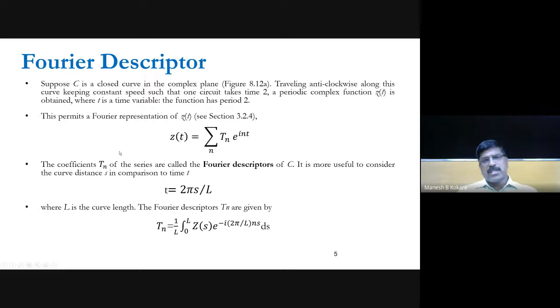Then the last contour based feature is the Fourier descriptor.